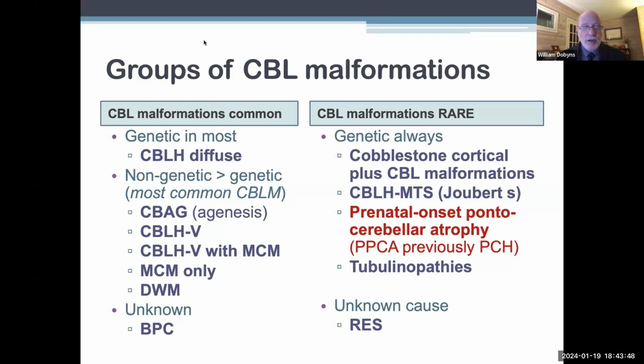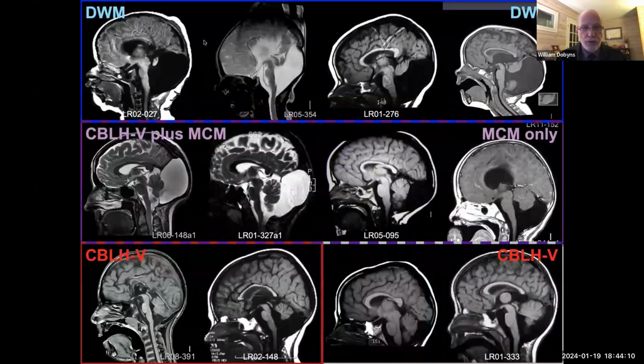All right, so then on the right side, there are some genetic disorders. You've also heard about these. They're rare, but they're always genetic, okay? And the outcome is almost always developmentally poor. All right, so these are the important groups of cerebellar malformations that I see and recognize. There are, of course, other much rarer disorders. I'm going to skip this because you've already seen so many of them.